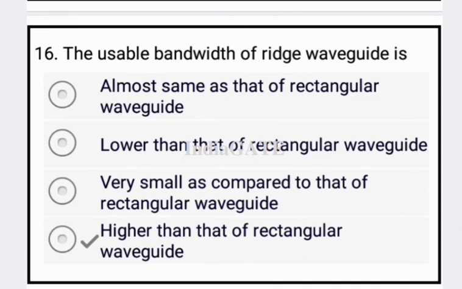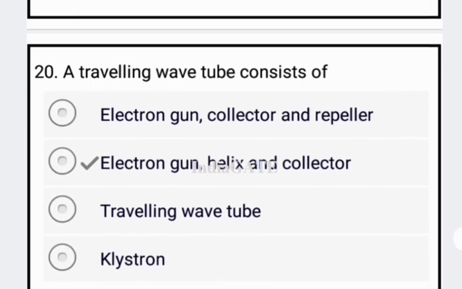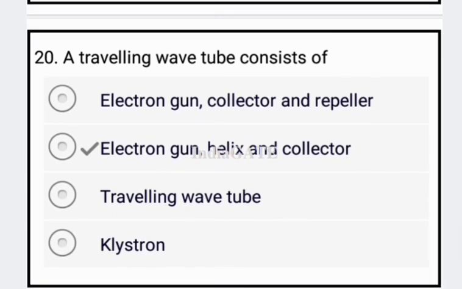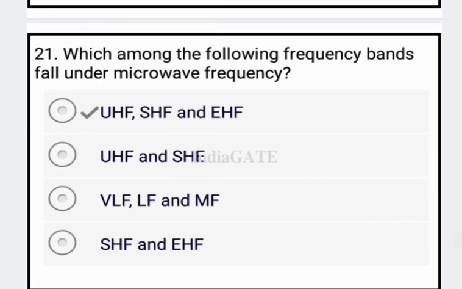The usable bandwidth of a rigid waveguide is higher than that of a rectangular waveguide. Option D. Next question. Which among the following is not a disadvantage of microwave? The correct answer is option B, higher cost equipment. Next question. A traveling wave tube consists of electron gun, helix and collector. Option B. Next question. Which frequency bands come under the microwave frequency? The correct answer is option A, UHF, SHF and EHF.